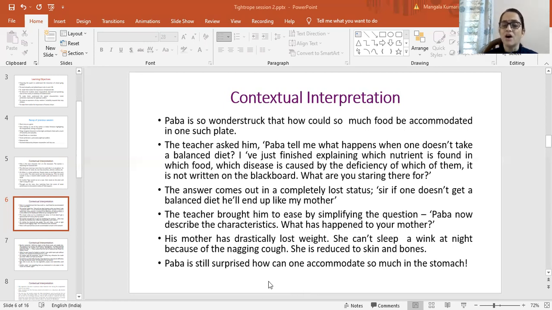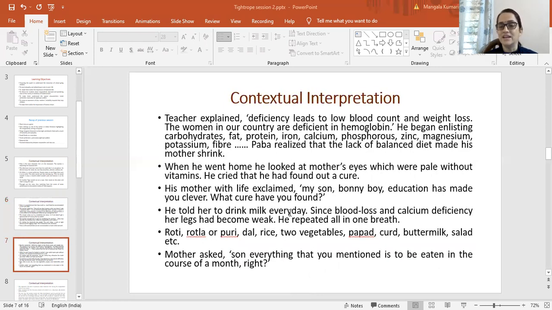Baba is still surprised. How can one accommodate so much in one's stomach? The teacher explained later, deficiency leads to low blood count and weight loss. The women in our country are deficient in hemoglobin. He began enlisting carbohydrates, fat, protein, iron, calcium, phosphorus, zinc, magnesium, potassium, fiber, etc. Baba realized that the lack of balanced diet is the reason for his mother's weakness. Lack of balanced diet made his mother weak. He realized it, and the teacher took the example and explained it to the students.